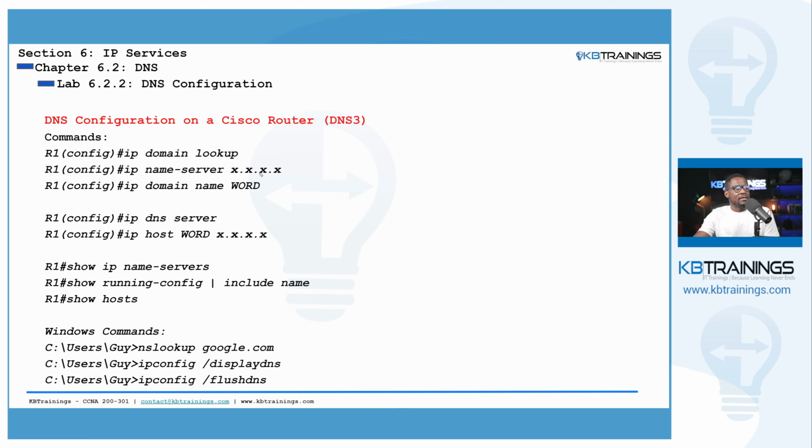So the second command is ip name-server. This is what you use to tell your router what DNS server it should use. You can add up to 6 DNS addresses, I think. So this is the IP address of your DNS server.